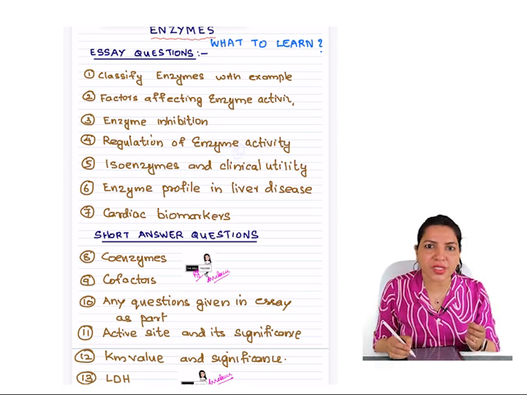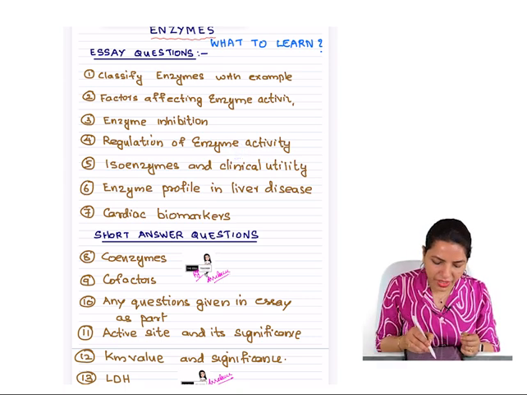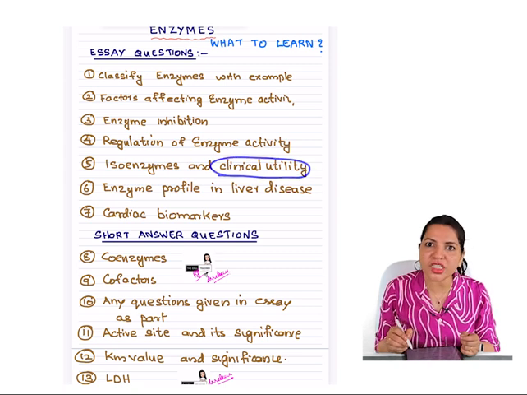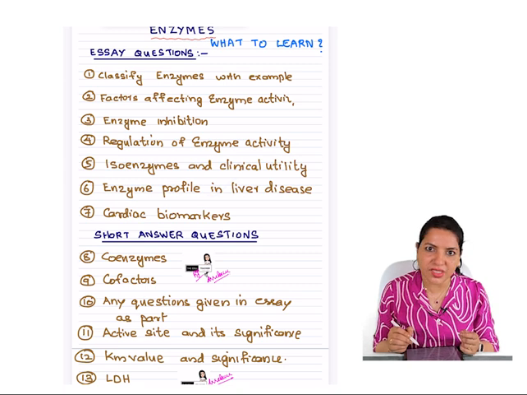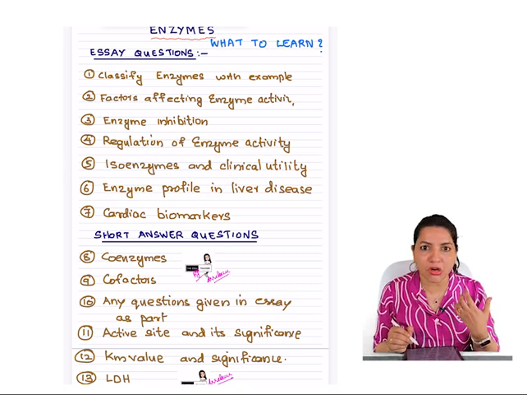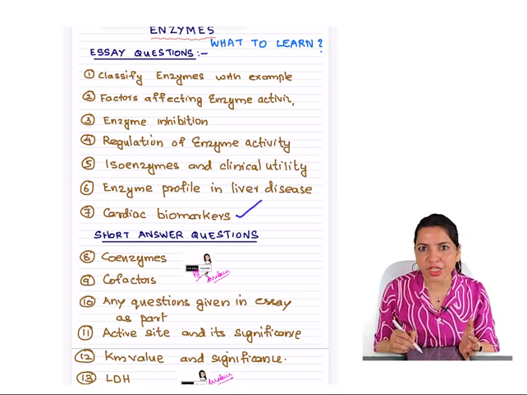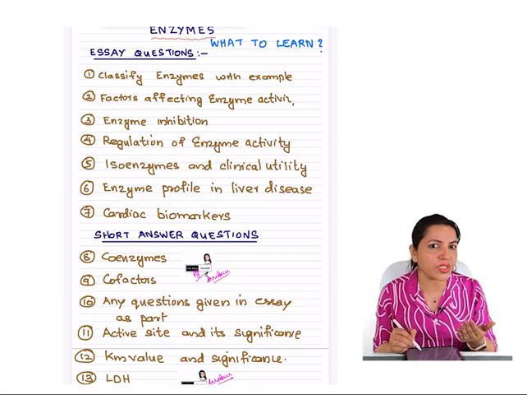Then the next essay question is the isoenzymes, where you can get the clinical utility of the isoenzymes. Then the enzyme profile in liver disease. It is again a scenario based question or a direct question to you. Then cardiac biomarker. That can also be a scenario based question where a patient of MI is given to you and asked about cardiac biomarkers.